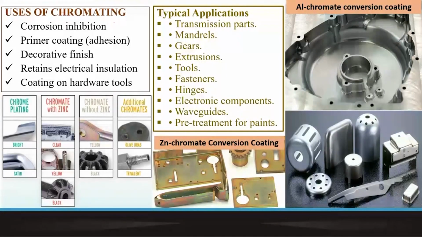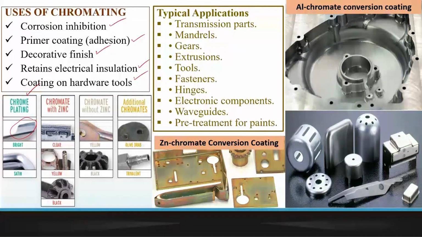So we want corrosion protection, corrosion inhibition. We can use it as a primer coating, just like phosphating, as a decorative finish, as an electrical insulation layer, or on hardware tools, typically for aesthetics. When we are using chrome plating, usually the surface is bright. In fact, it can also be shining, a silky shining type.